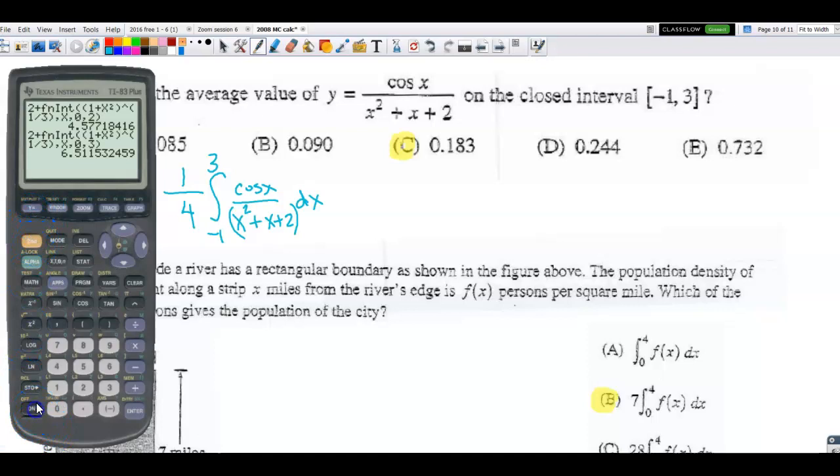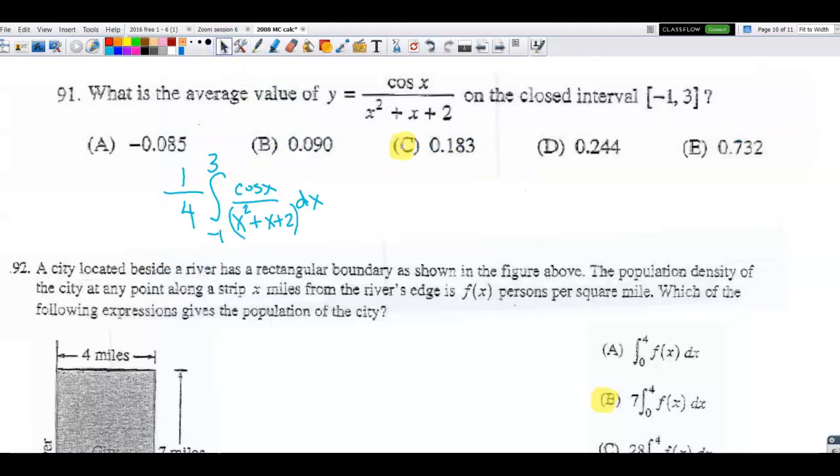So when I turn my calculator on, I'm going to clear my home screen. Instead of typing 1/4 with parentheses, I'm going to do 0.25. Math 9 is integration. The numerator is cosine of x, close that parenthesis, divided by parentheses, x squared plus x plus 2, close, in terms of x from -1, comma, to 3, close, enter. And I get 0.813, which is the answer that you see here.